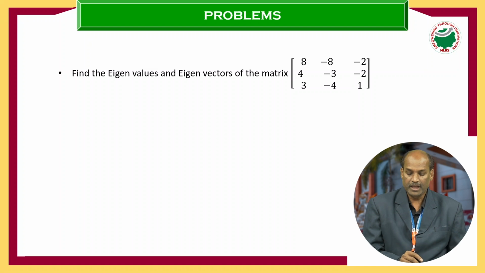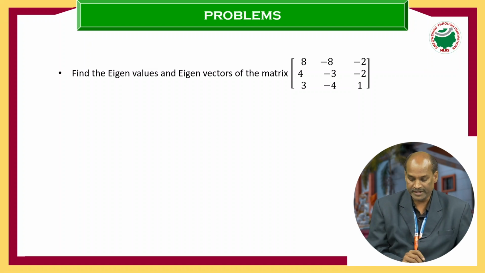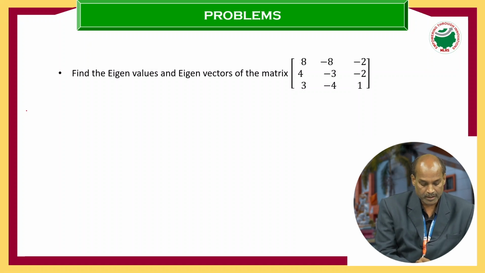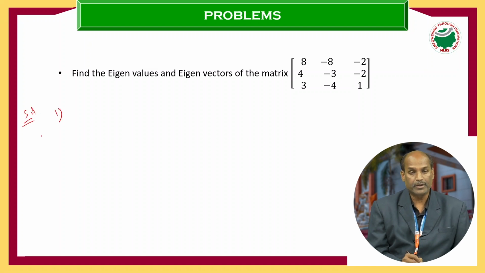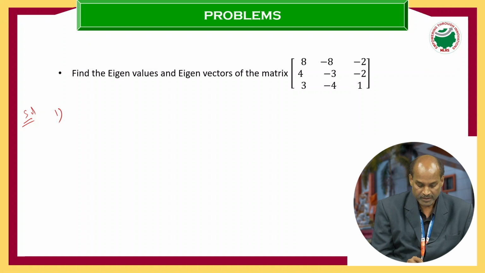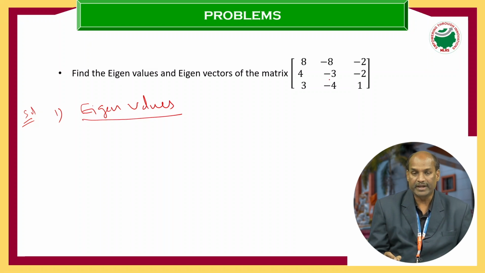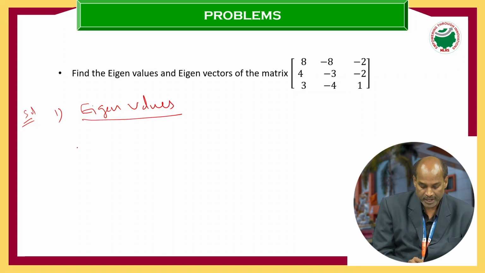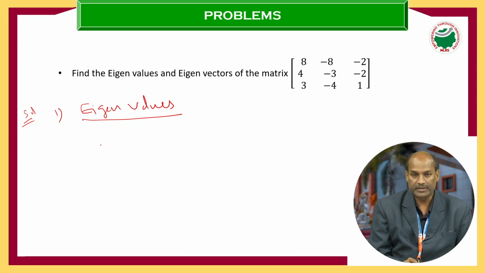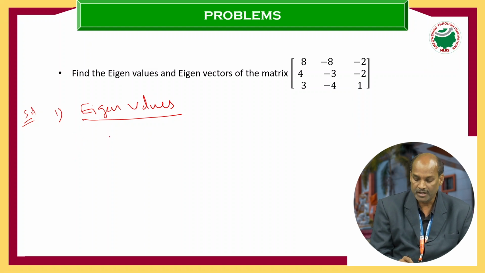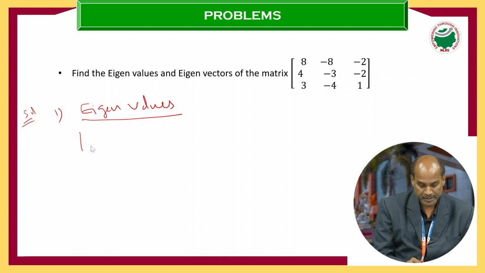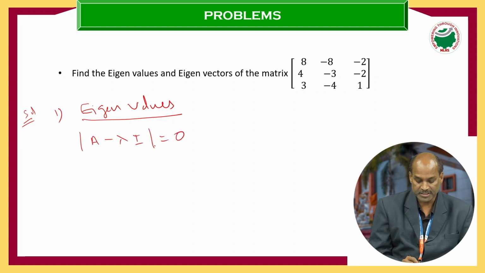Now, how to find the eigenvalues of this matrix? In the solution, the first part is eigenvalues and the second part is eigenvectors. First we find the eigenvalues of A, this given matrix. Now what do we write? First we write the characteristic equation. The characteristic equation of A is determinant of A minus lambda I equal to 0.